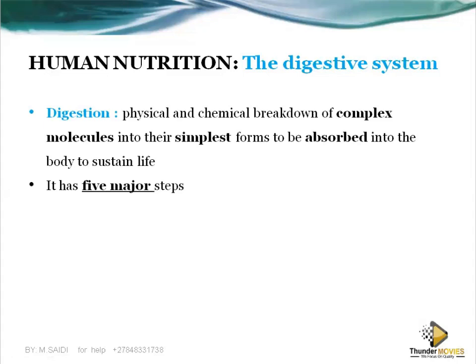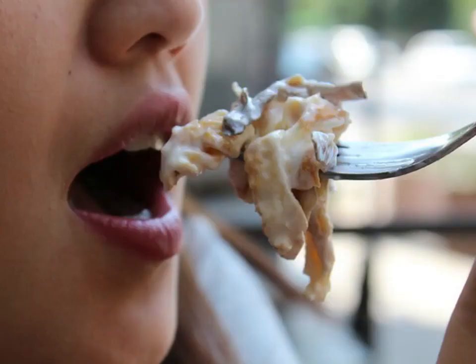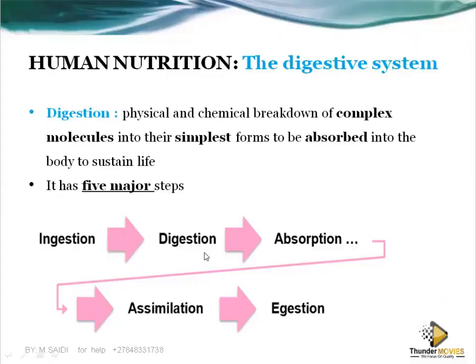Now digestion has five major steps, or five important things which you need to know about. Number one, we have what's called ingestion, which means taking in. When you have something and you put it into the mouth, we call it ingestion. Then you have digestion. This is breaking down. So when you take in food, you break down the food into smaller particles.